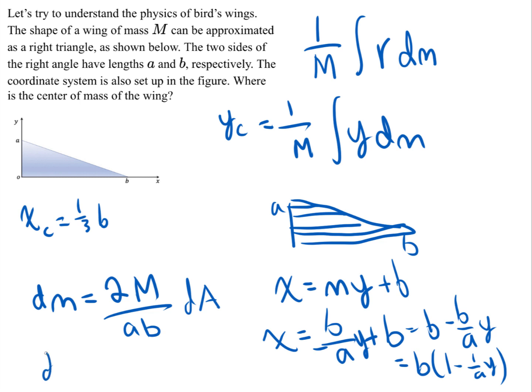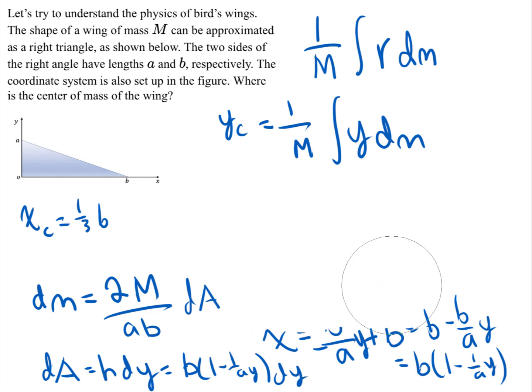And again, the area of each little rectangle dA is given by the height of each little rectangle times a very small length, which was dx, the width last time, but this time it's going to be dy, since it's a very small part of the y-axis. So if we substitute everything in, we get that dA is equal to the height, which is b times 1 minus 1 over a y, times dy. So that is what dA is.